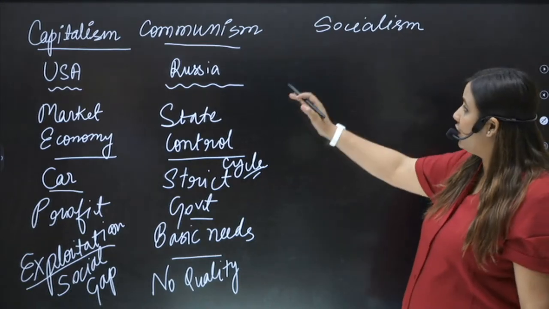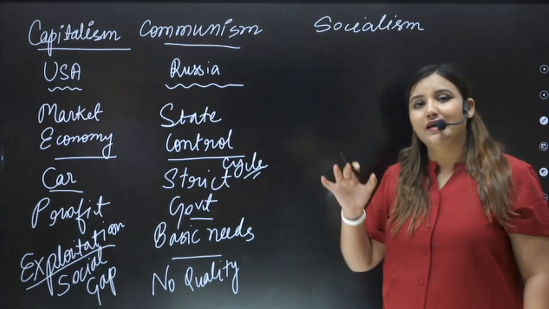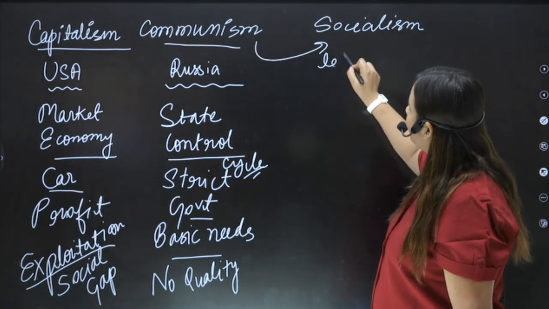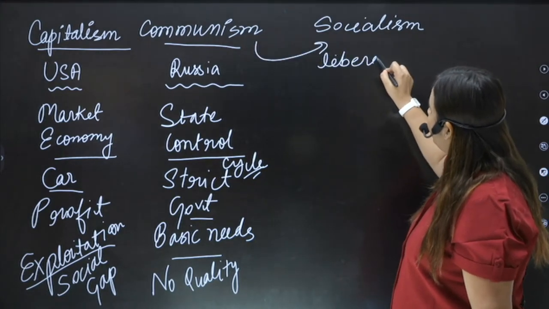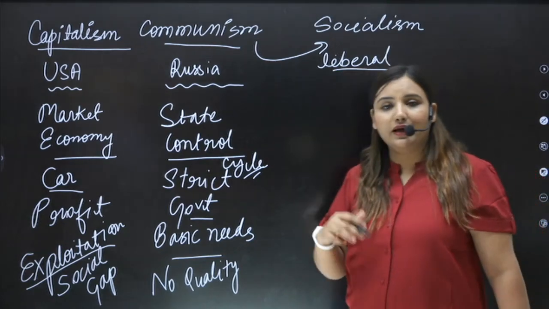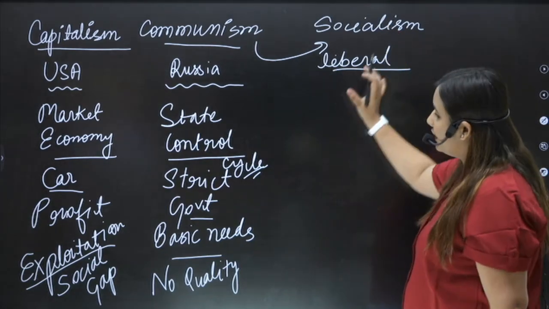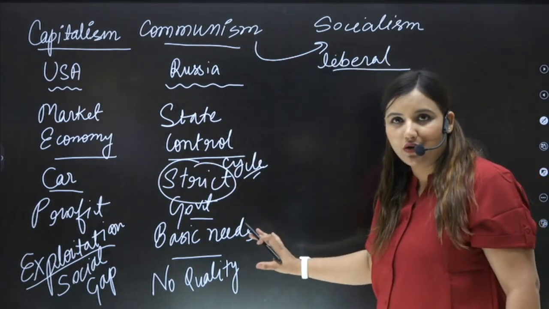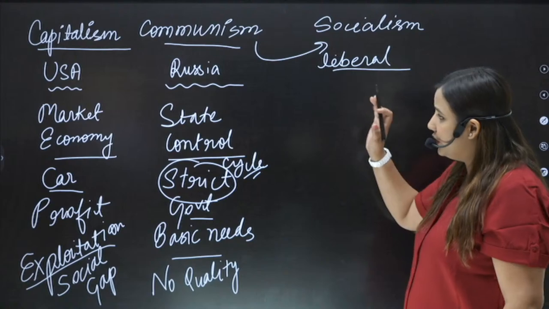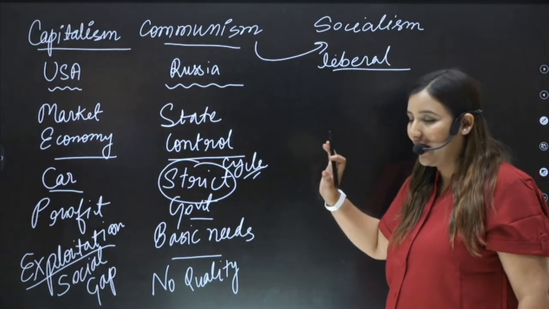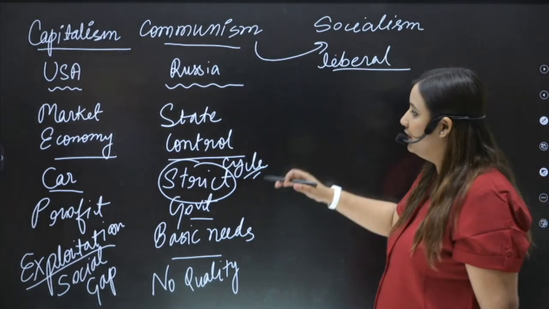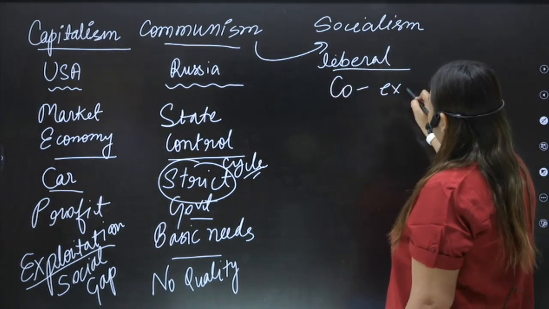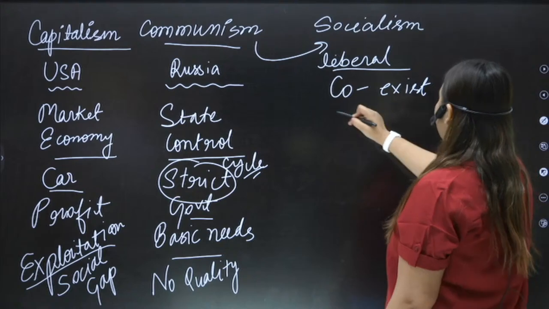But if we talk about socialism, it is a part of communism only. It is a liberal hand of communism. How? In socialism, they are not that strict. They say that don't follow a closed door economy like this. If you don't want to have any market driven things here, no problem. But we can still coexist with the market. So they can coexist with the market.